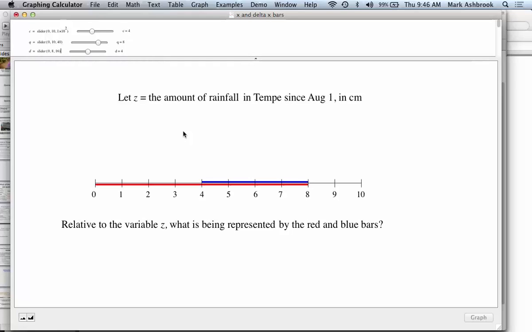The change in Z starting at 4 centimeters and ending at 8 centimeters. And what is that change in Z? It's still a change of 4, but it's a different change of 4. See? It's a change of 4 that starts at 4 centimeters and ends at 8 centimeters.